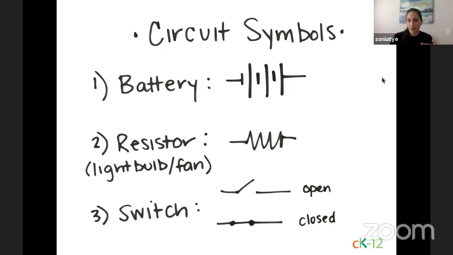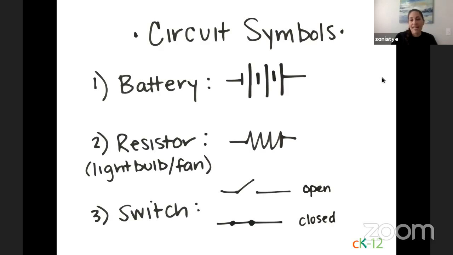The second symbol is what we call a resistor. And this can be anything that takes that electrical energy from the current flowing and transfers it to other types of energy. So a light bulb transfers it to heat and light. A fan transfers it to kinetic energy, which is just a fancy word for the energy of motion, right? The blades of a fan move. And a resistor symbol is like a squiggly line. That one's really fun to draw.